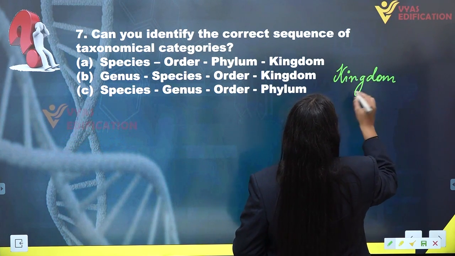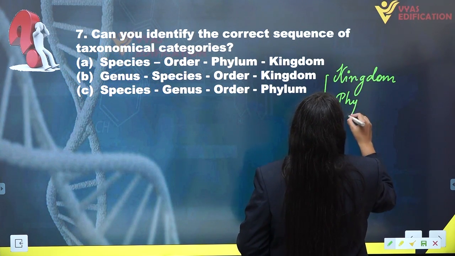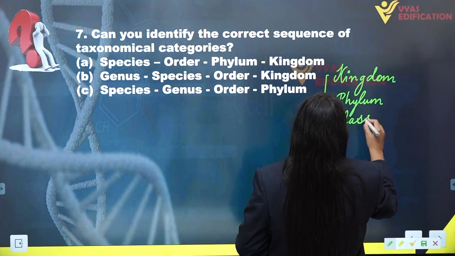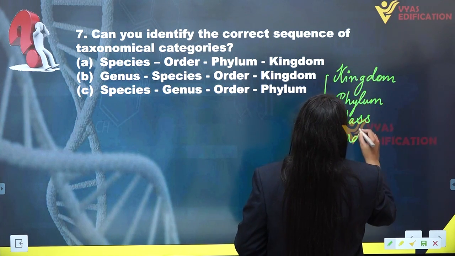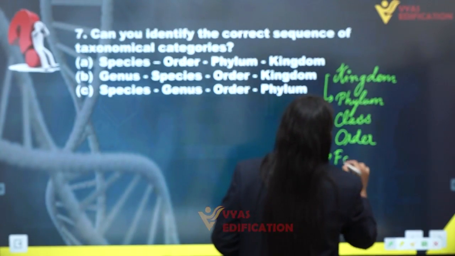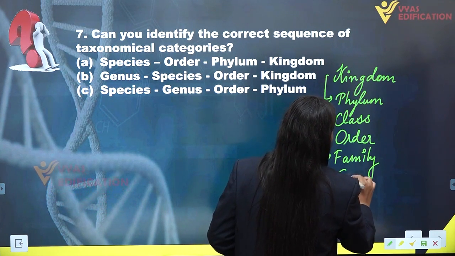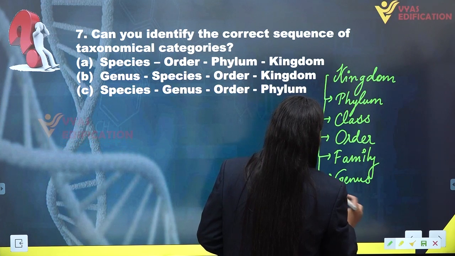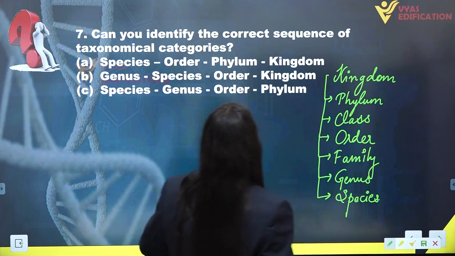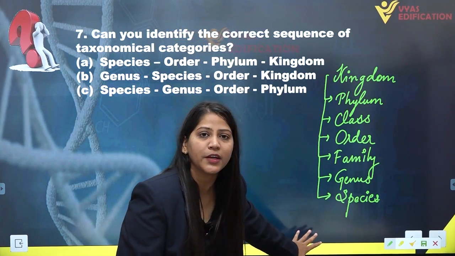Alright, it starts with kingdom and it goes like this. From kingdom to phylum, then class, then order, family, then genus, and the last one and the basic one we have is species. Alright. Now we have to identify the correct sequence of taxonomical category according to the hierarchy of classification we have.